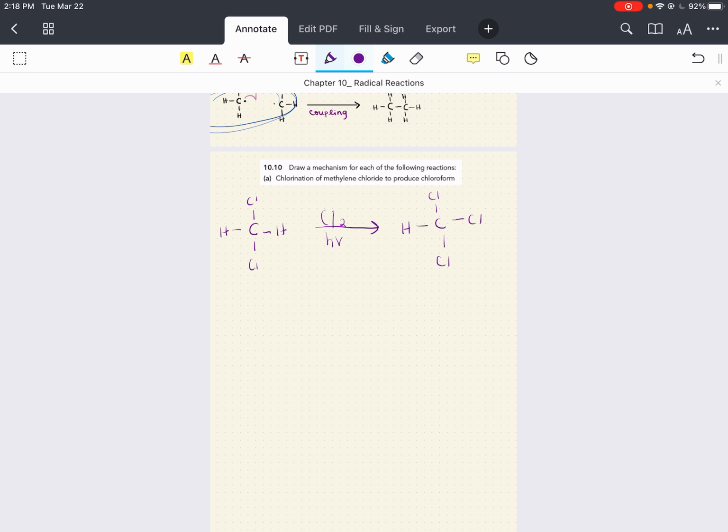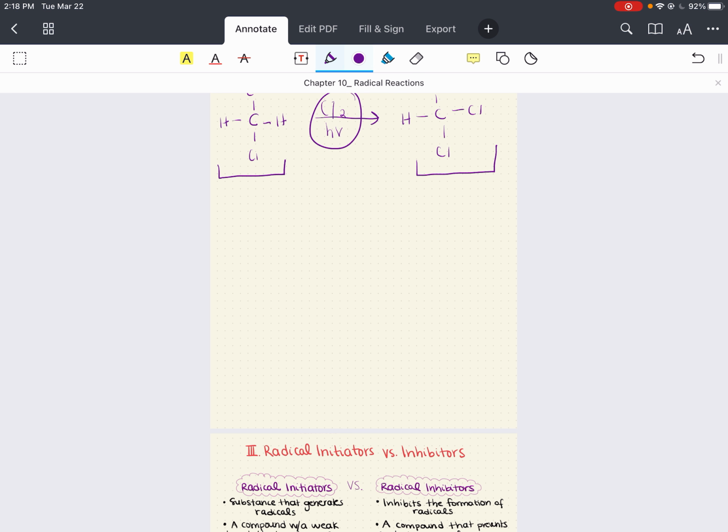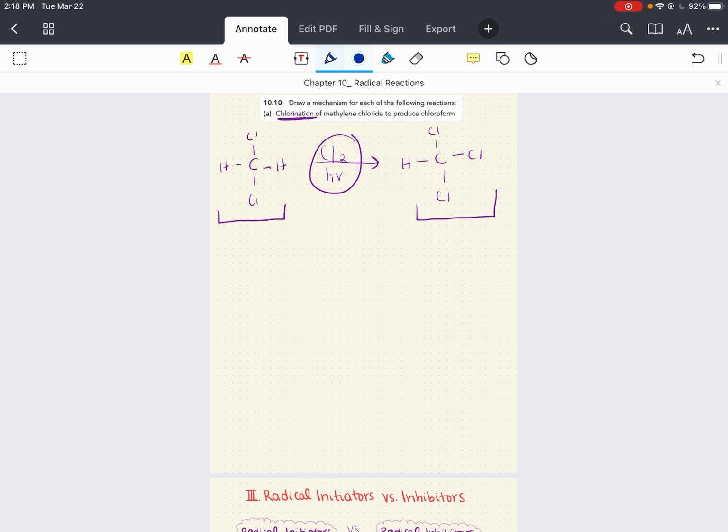So we're going to go from methylene chloride to chloroform through chlorination, which means using Cl2 and light or heat. Now I talked you through the steps. We're going to actually draw them out. Your first step is initiation.